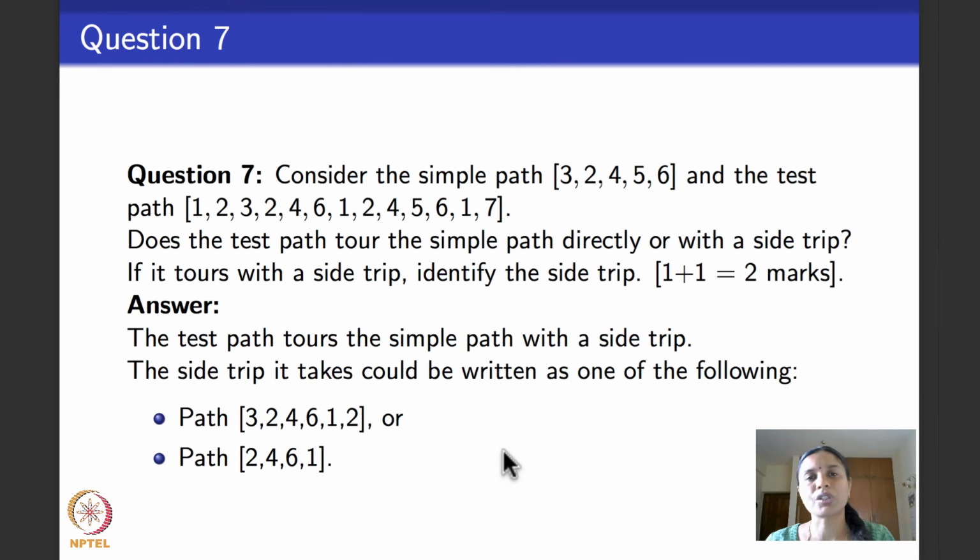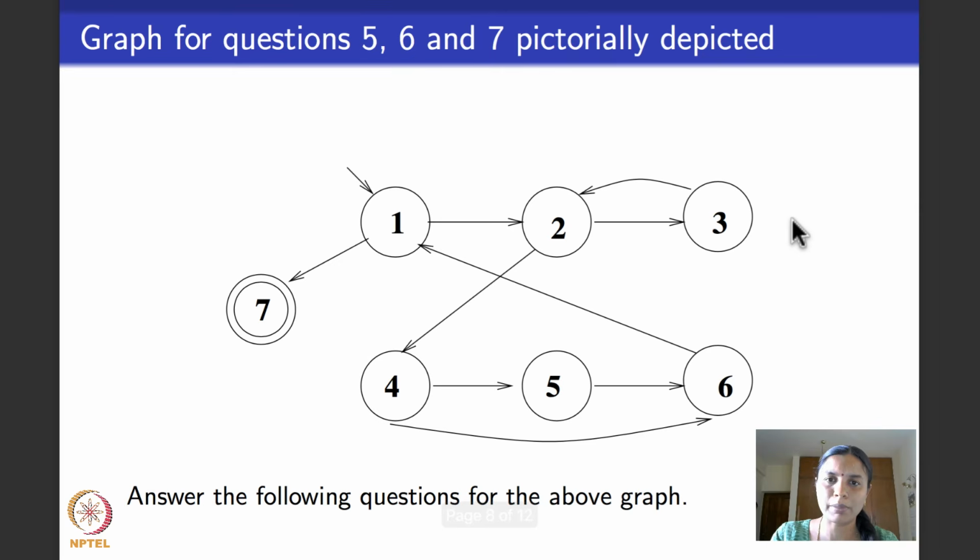The last question of this assignment asks you to go back to the graph and consider the simple path 3, 2, 4, 5, 6. So let's go and see what that simple path looks like. It's this 3, 2, 4, 5, 6. Please remember, the simple path is not a test path. So it can begin and end at any node. The only thing to note is that it's a simple path. It doesn't have any cycles.